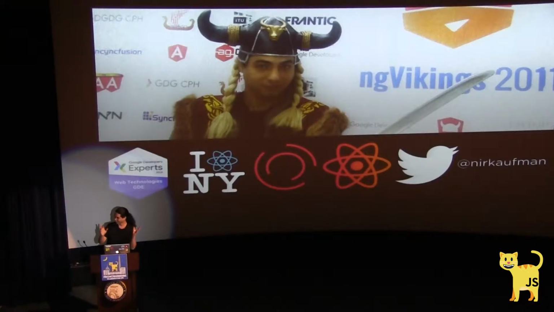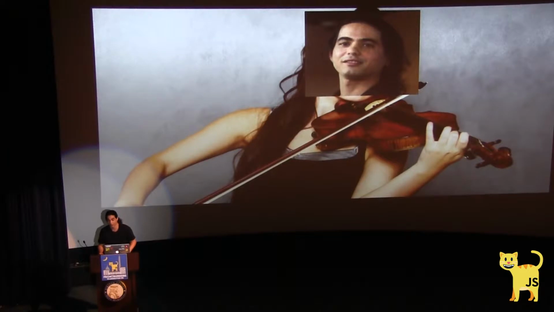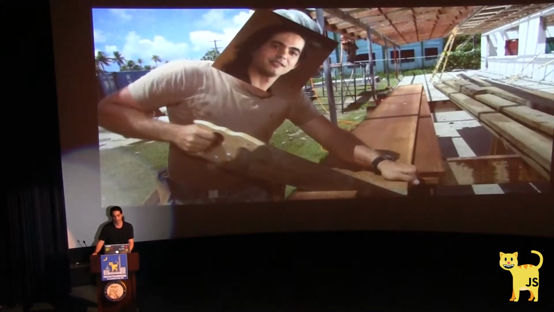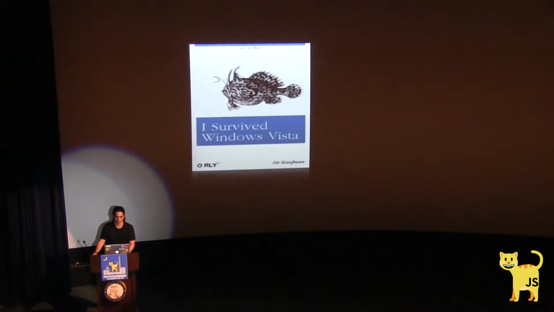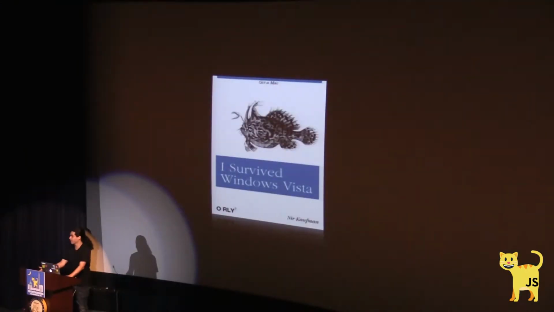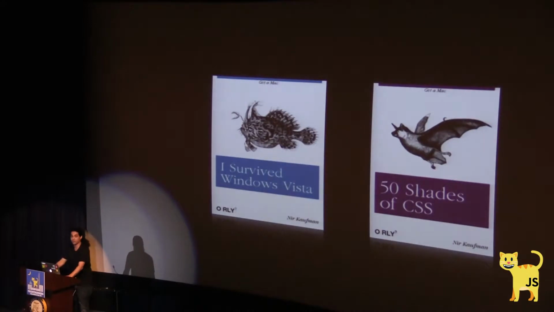So I'm doing a bunch of stuff, which is fun. But in my free time, I'm a professional violin player, an exotic dancer, and a carpenter. So just want to share this piece of information. I'm also author of two books, a personal novel, Our Survival: Windows Vista, and a romance that I just finished, 50 Shades of CSS. So you can find it on O'Reilly or not.